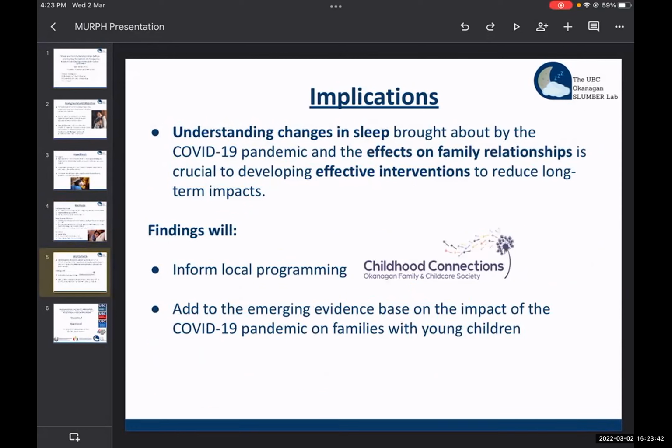So what are the implications of our study? It is that understanding changes in sleep brought about by the COVID-19 pandemic and the effects on family relationships is crucial to developing effective interventions to reduce long-term impacts. Our findings will inform programs of local nonprofit organizations aimed at mitigating the negative impacts of the COVID-19 pandemic, such as those offering family services and counseling, and improve understanding of how sleep and family relationships in families with preschool-age children have been impacted during the pandemic.